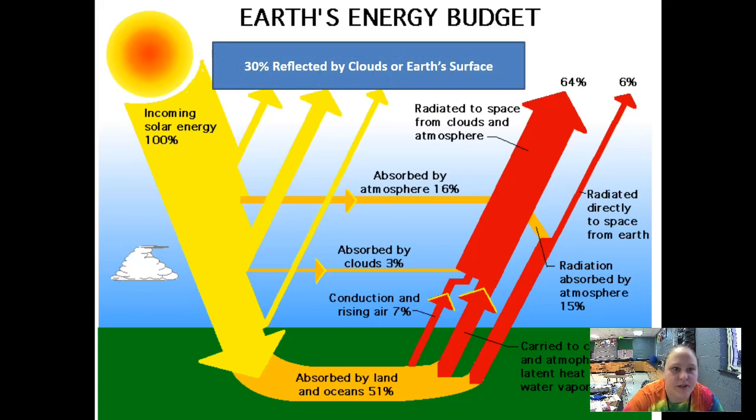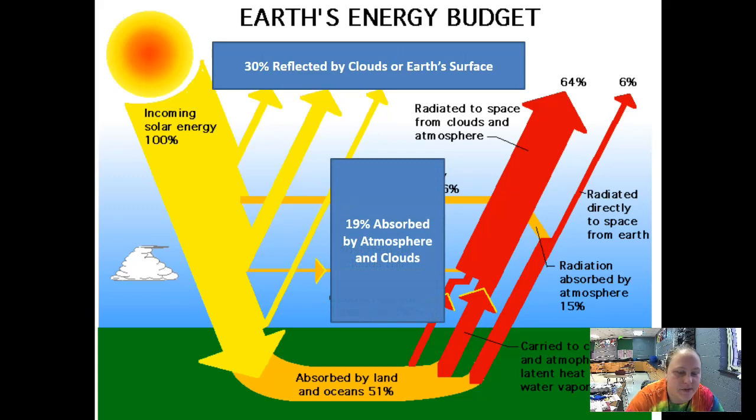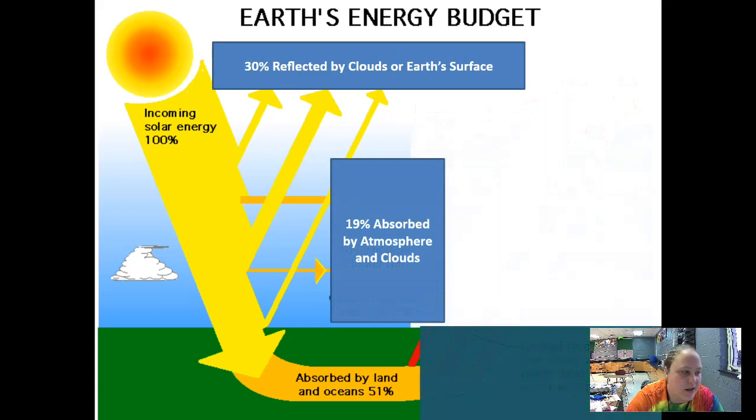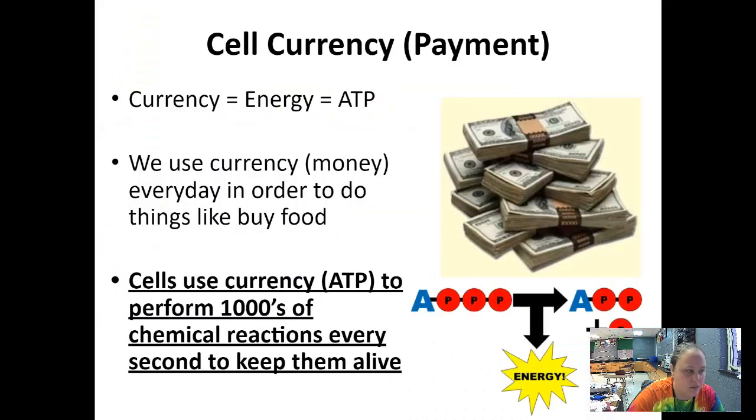So just real quick, 30% reflected by clouds or Earth surfaces, 19% absorbed by atmosphere and clouds, 0.023% is absorbed by plants. So even though plants use it to survive, very little of the energy from the sun is absorbed by the plants.